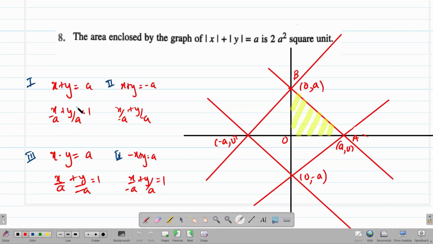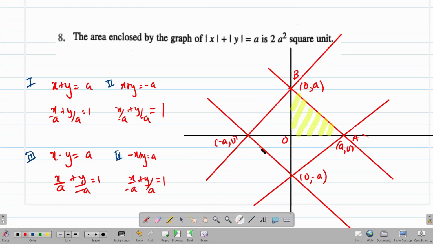this comes out to be x/A + y/A = 1, that is (A, 0) and (0, A). Another case is x + y = -A, and here I get this in intercept form, that is x/(-A) + y/(-A) = 1. So (-A, 0) and (0, -A), another line is this. The third case is x - y = A. So here I get (A, 0) and (0, -A) as my intercepts. Joining these, we get this line. And the fourth case is x/(-A) + y/A = 1, and hence we get this.